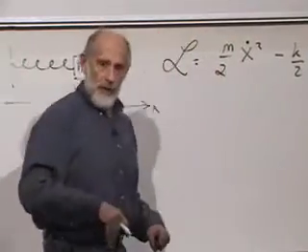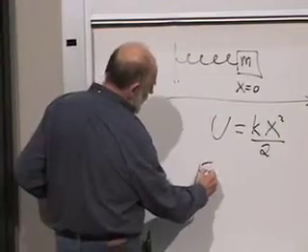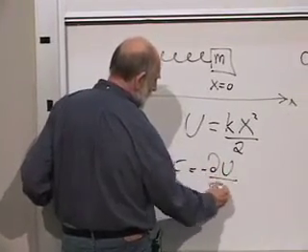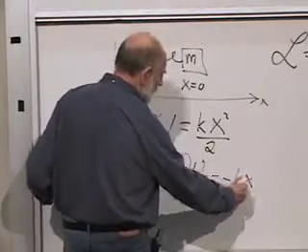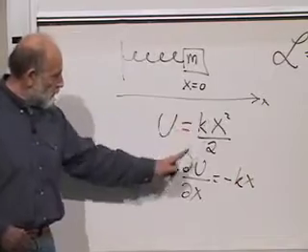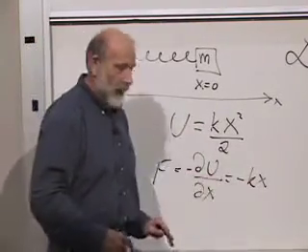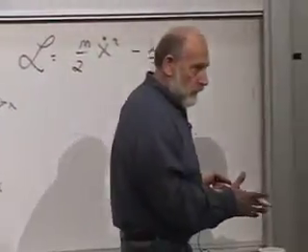What about the force on the oscillator? Remember that force is equal to minus the derivative of potential with respect to x, and that's equal to minus kx. The derivative of this with respect to x is just kx. Force is equal to minus kx. The minus sign means that the force is a restoring force.